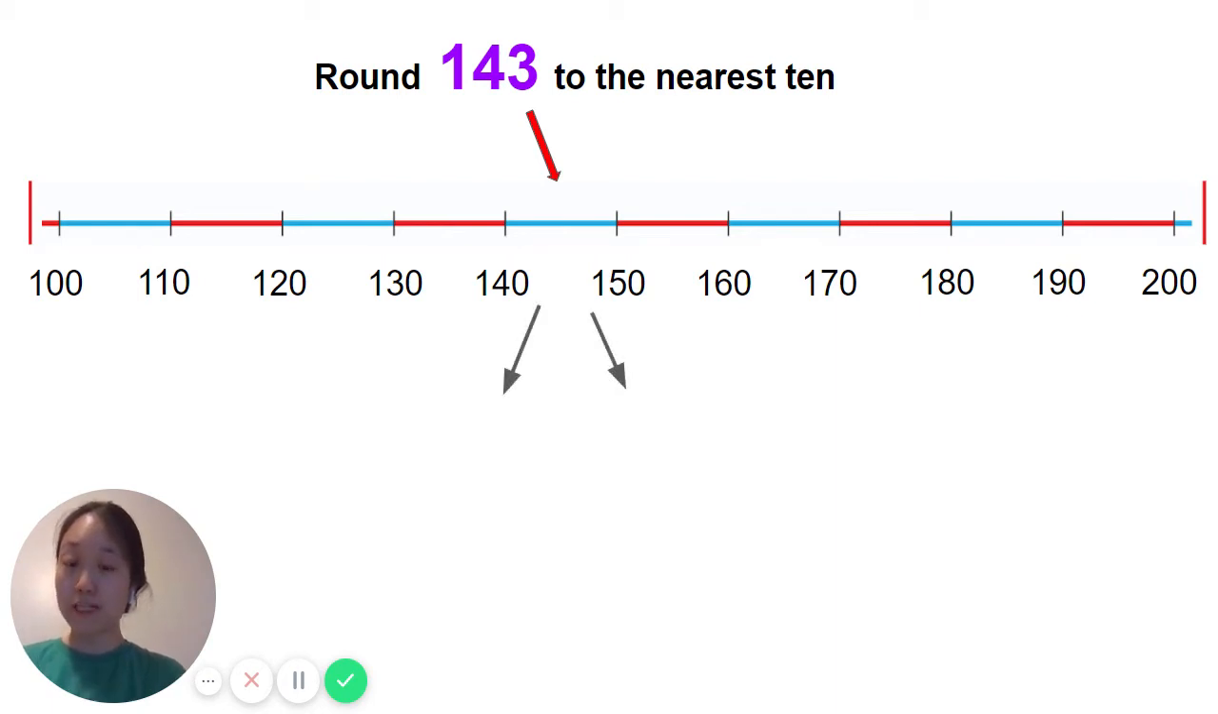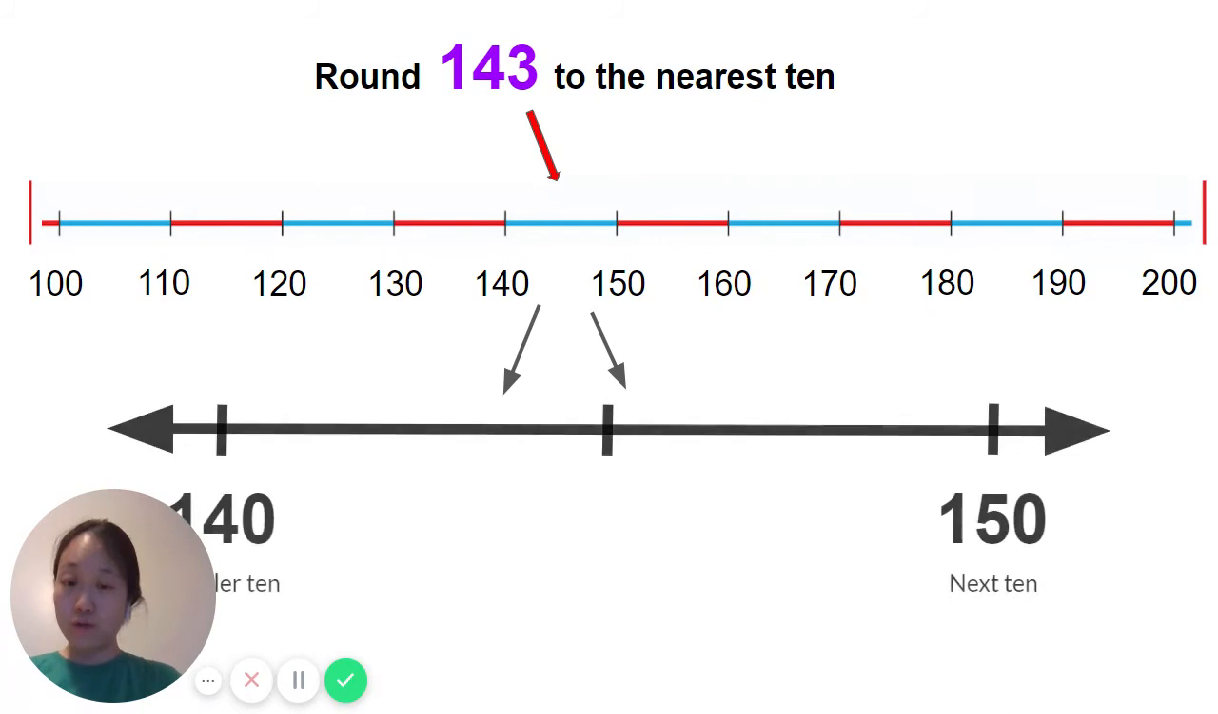140 will be my smaller 10, and 150 will be my next 10. Those two numbers will be my two benchmarks. Once you decide on your benchmarks, if you think back to yesterday's lesson and rounding two-digit numbers to the nearest 10, you need to create a number line with those two benchmarks. 140 is at the beginning of my number line, 150 is at the end of my number line. And then always I need to think about my halfway point. That makes it easier for me to think about where 143 goes.